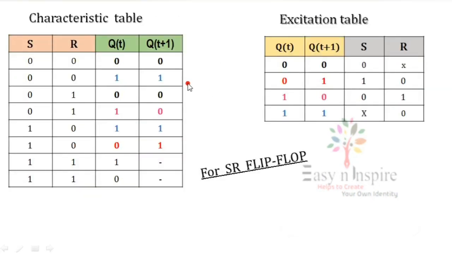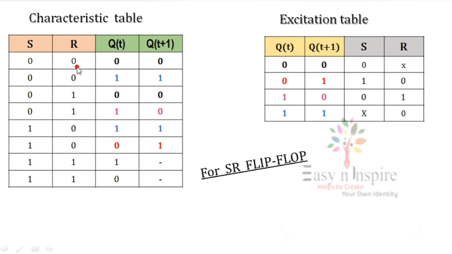Here I am going to explain how to draw the excitation table for the SR flip-flop. Listen carefully. This will help you to draw the remaining ones for JK, D and T. So first of all, we need to consider the characteristic table for the SR flip-flop. I have considered this characteristic table from previous videos, like the SR flip-flop video.